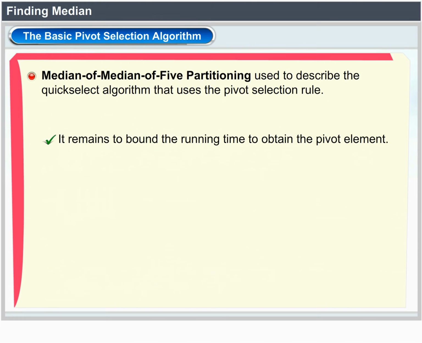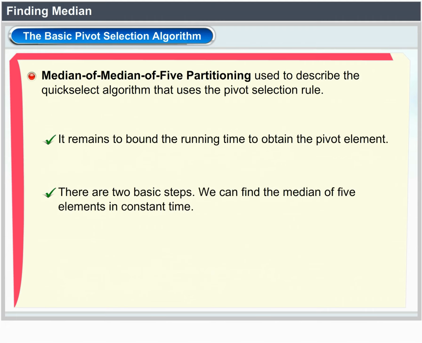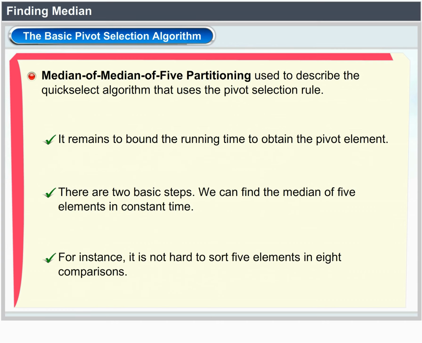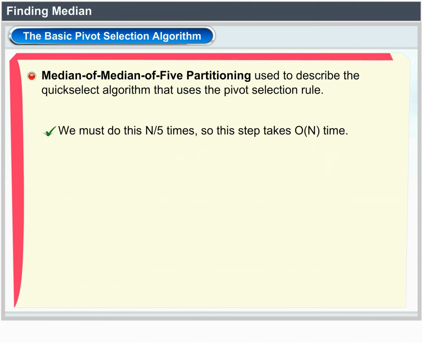It remains to bound the running time to obtain the pivot element. There are 2 basic steps. We can find the median of 5 elements in constant time. For instance, it is not hard to sort 5 elements in 8 comparisons. We must do this n/5 times. So this step takes O(n) time.